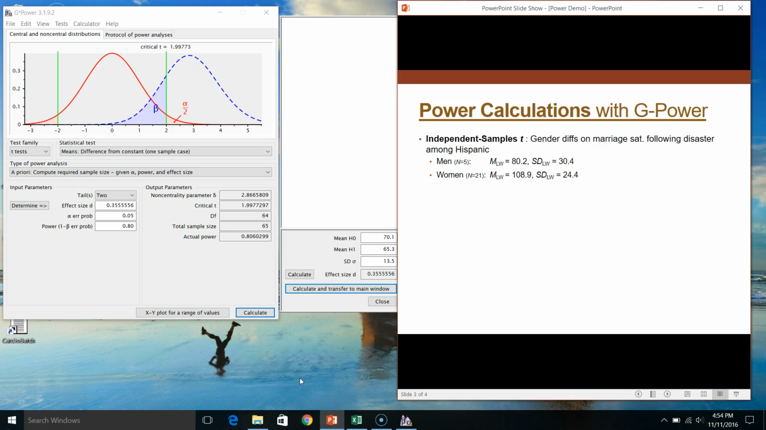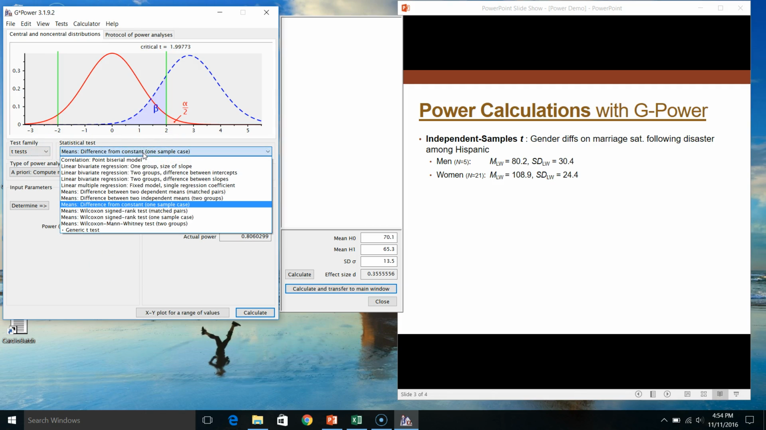Okay, and what we want to know is, maybe we think that there are cultural differences, and we want to replicate these analyses, maybe along with some other stuff, but we want to get a sense for how many people we will need in order to detect the effect that's known in this published study. So in GPower, we're still looking at a t-test this time, but we're going to go down through and choose means: difference between two independent means, a two-group test.